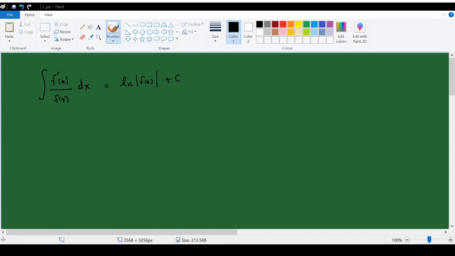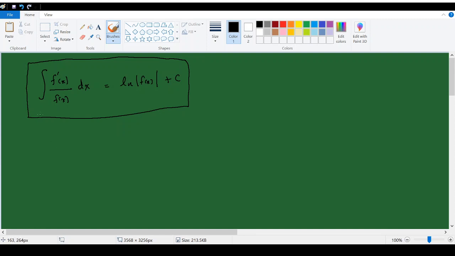Remember in the very first video of this section I mentioned that the only main required integration knowledge that we are going to use for this section is the integral of f prime over f is equal to the modulus of ln of the modulus f(x), right? So this is the only basic equation that we are going to use throughout this section.